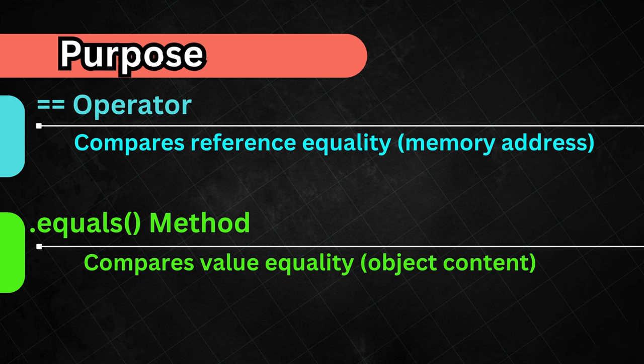On the other hand, the .equals() method is typically used for value equality. This method determines whether two objects have the same content, which is particularly useful when we want to know if two objects are logically the same, rather than being the exact same instance in memory.